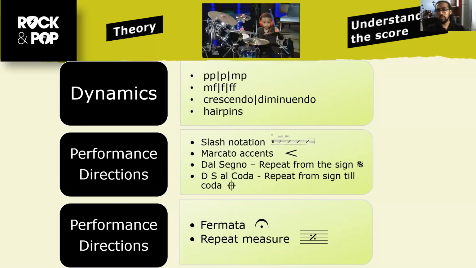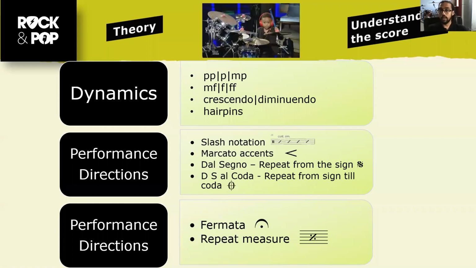There are some performance directions we'd like to discuss. First up is the slash notation. You'll find slash notation in a lot of rock and pop songs. Over the top of the slash notation, as you can see on your screen, there'll be written the direction cont. sim., which basically means continue similarly. The slash notations were used by songwriters and arrangers basically wherever they wanted the drummer or any other instrument to play something similar but not exactly the same.